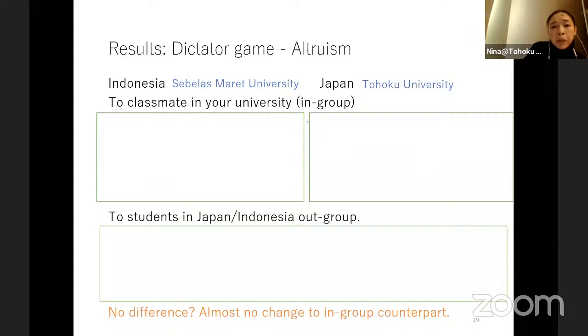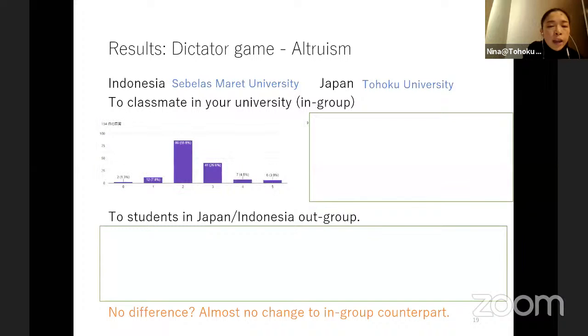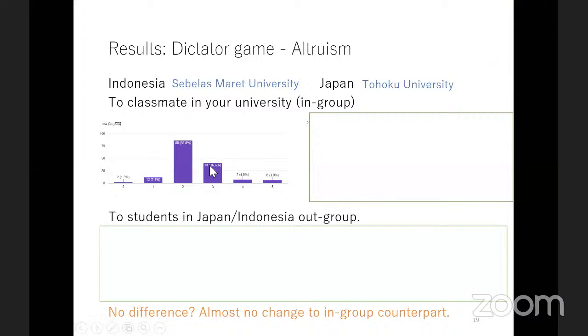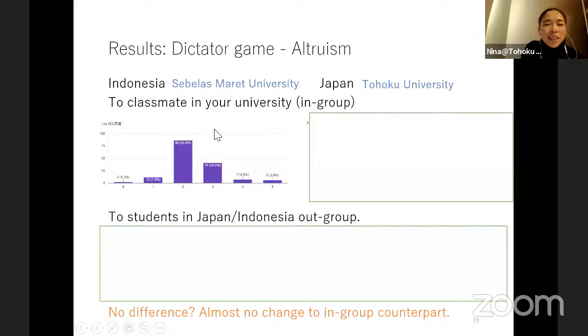For the Dictator game about altruism, the give or not game, in the Indonesian student case, this is the result. Oh, sorry. Any question? Okay, I will continue. This is the result from Indonesian students. There are many Indonesian students, so the result is very beautifully bell curved. Bell curve, 正規分布. Most of them gave 20,000 rupiah to the counterpart in Indonesia.